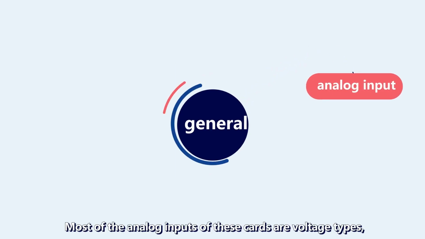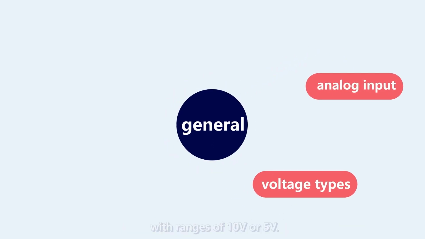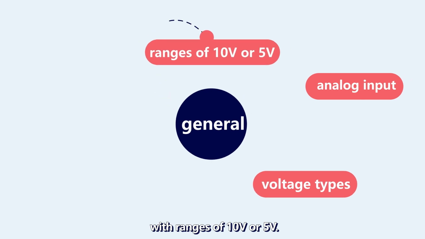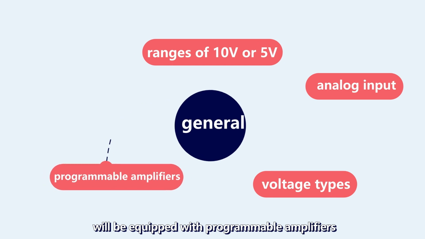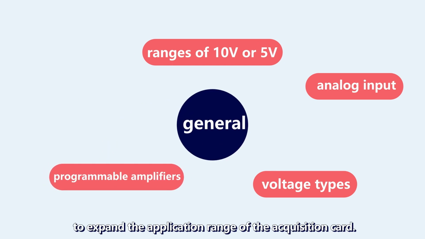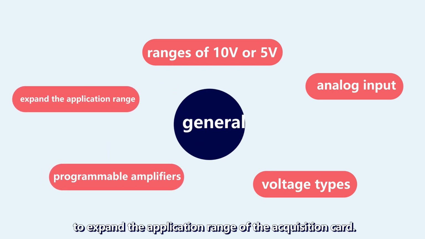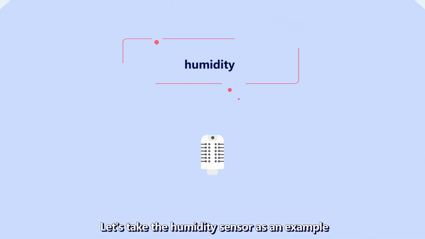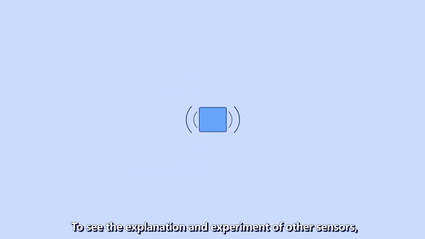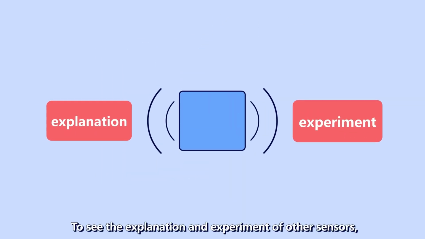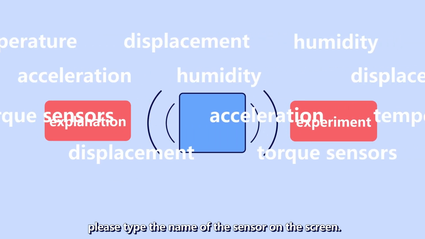Most of the analog inputs of these cards are voltage types, with ranges of 10 volt or 5 volt. Many general data acquisition cards will be equipped with programmable amplifiers to expand the application range of the acquisition card. Let's take the humidity sensor as an example to look at the data collection experiment process. To see the explanation and experiment of other sensors, please type the name of the sensor on the screen.